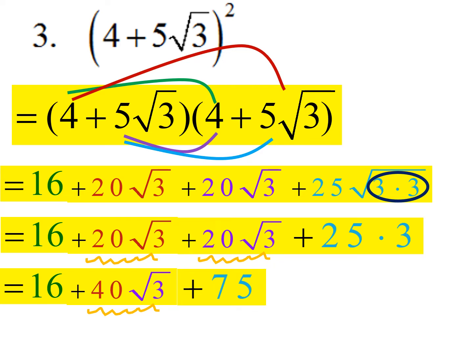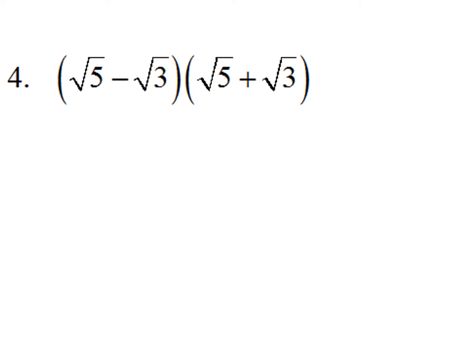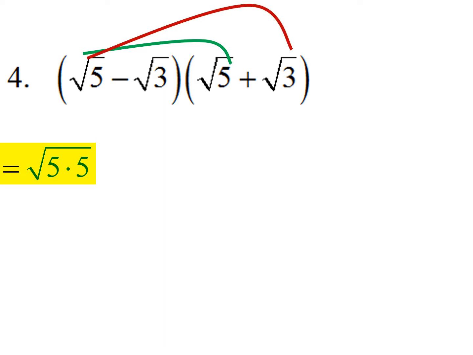And are we done? No, we can simplify some more. 16 and 75. Voila, here's the final answer. One more. We're going to use the box method or FOIL, or you can say distribute twice.